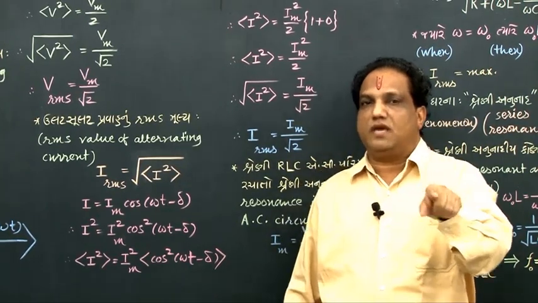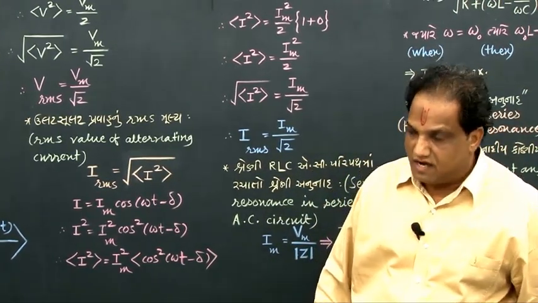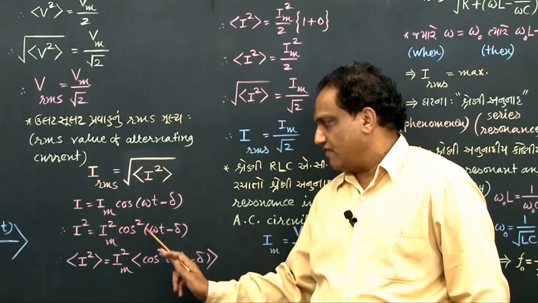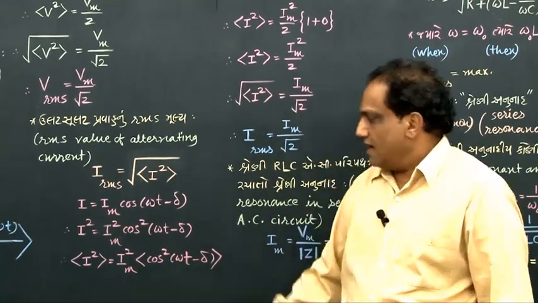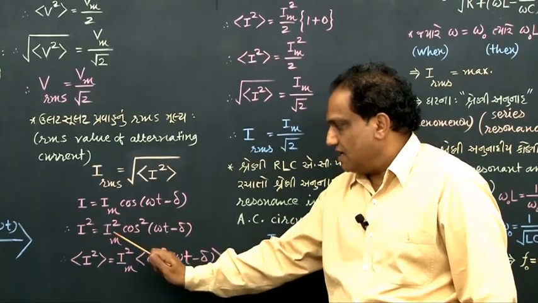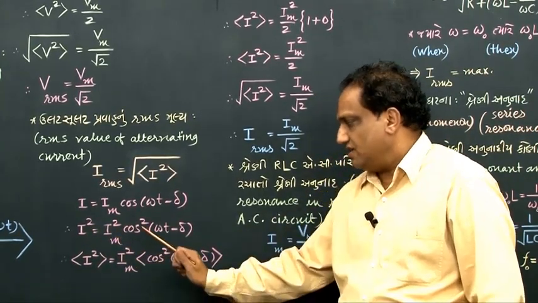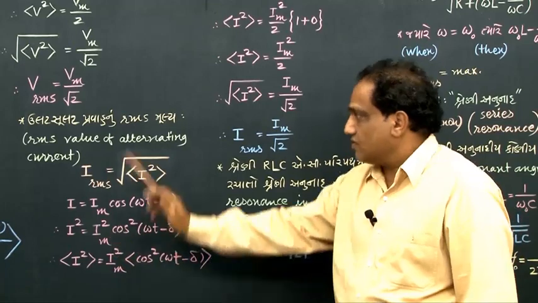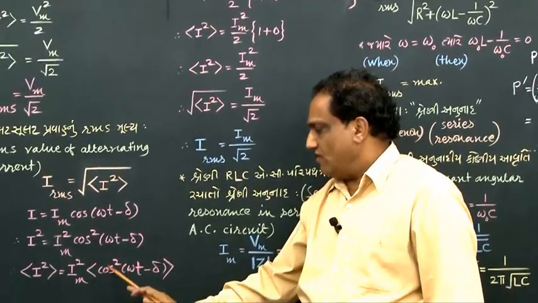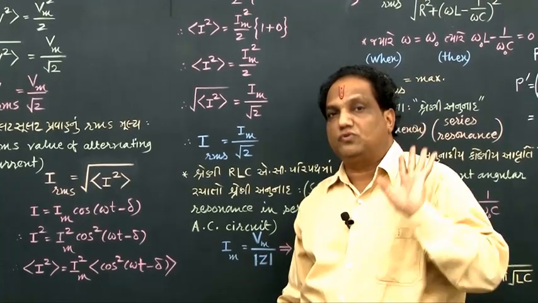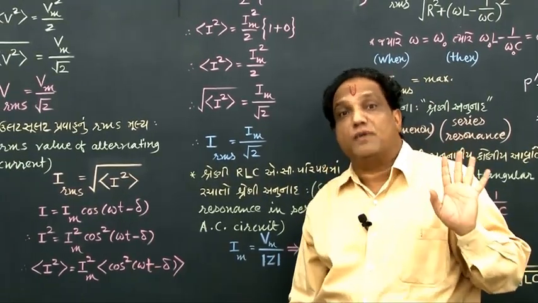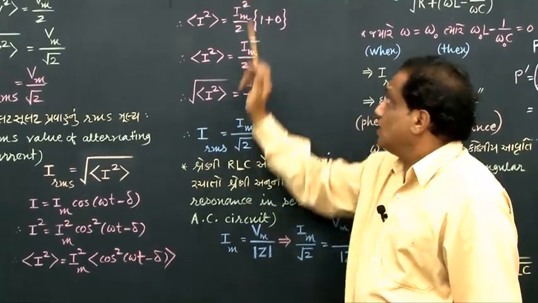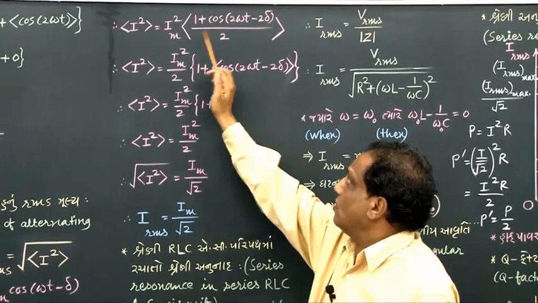I equals Im cos of omega t minus delta. Take the square: I square equals Im square into cos square of omega t minus delta. Now take the average of I square. Im square is constant, so take the average of cos square of omega t minus delta. Don't you know the formula of cos square theta? 1 plus cos 2 theta by 2. So it would be 1 plus cos of 2 omega t minus 2 delta, upon 2.